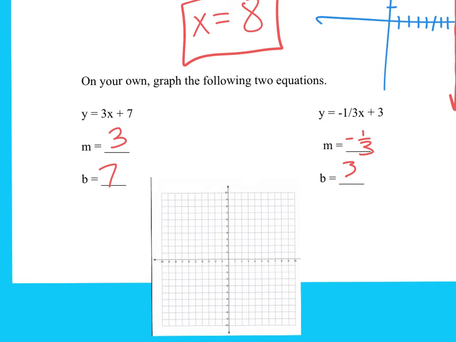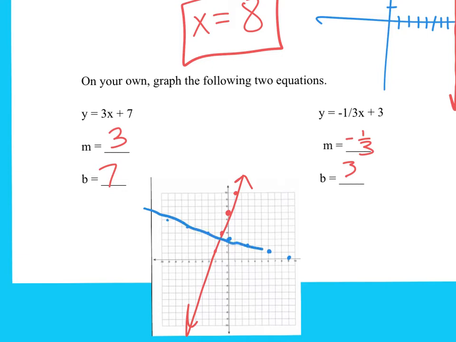Where's the b value on the first one? 7. So it's going to be on the x or y axis? Y. And 3/1, or down 3 left 1, right? Looks like this. Next line, b value, 3. Slope, down 1 and right 3, good. Or up 1 and left 3.